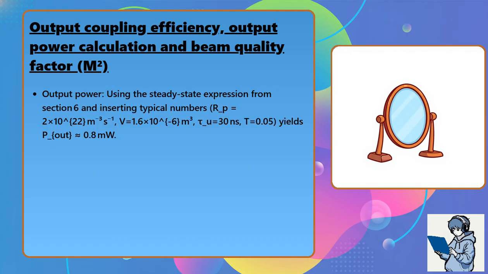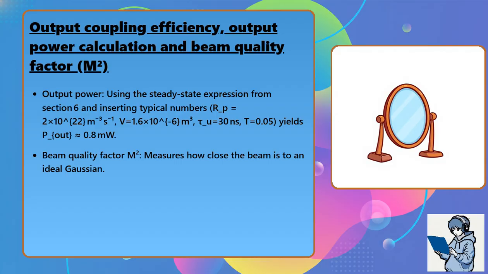Output power using the steady-state expression from section 6 and inserting typical numbers, R sub P equals 2 times 10 to the 22 per cubic meter per second, V equals 1.6 times 10 to the minus 6 cubic meter, tau sub U equals 30 nanoseconds, T equals 0.05, yields P sub out approximately 0.8 milliwatt.